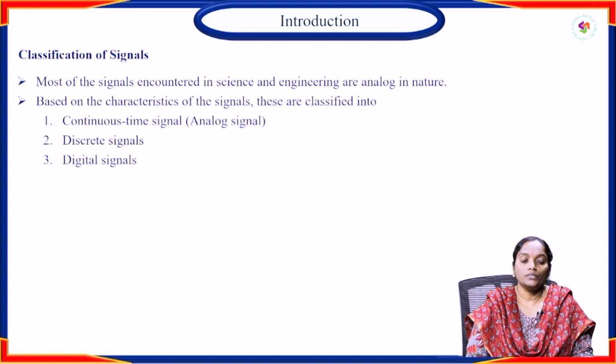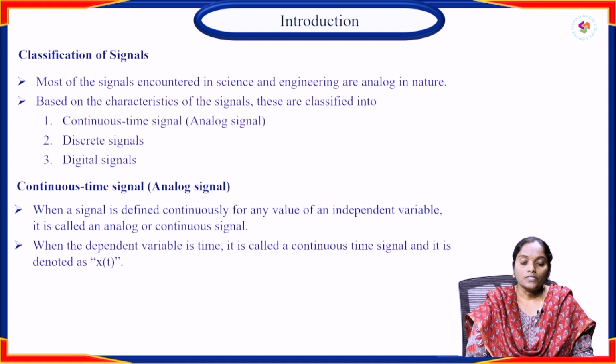What is a continuous time signal or analog signal? When the signal is defined continuously for any value of the independent variable, it is called an analog signal. That means the signal continuously varies with the independent variable. I am saying a continuous signal that varies with respect to time. That signal I can represent as x of t, where t represents the independent variable time.